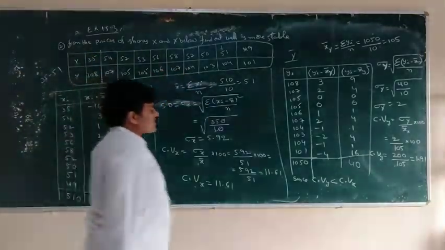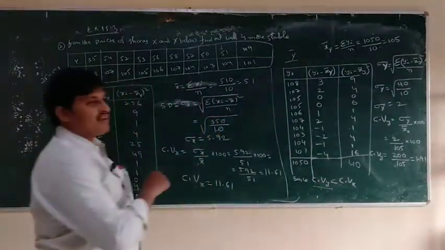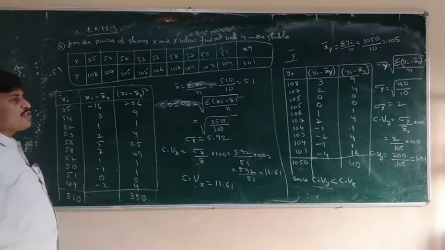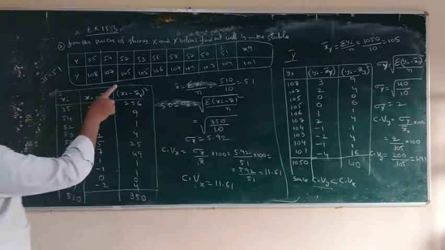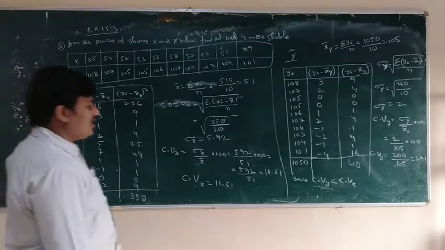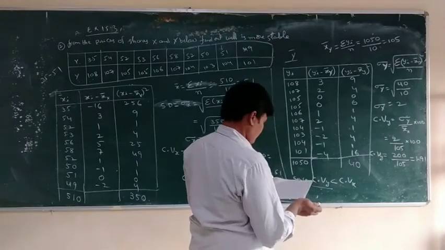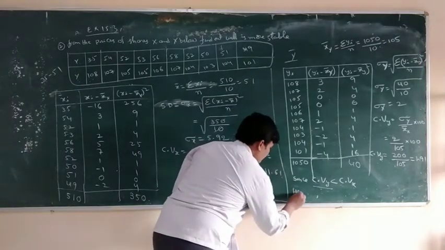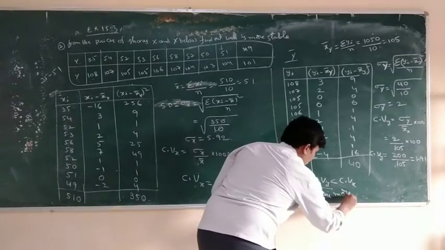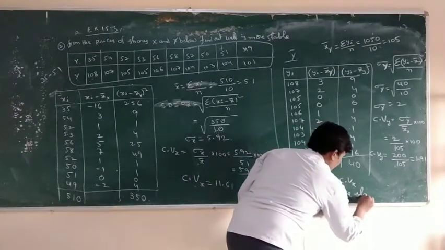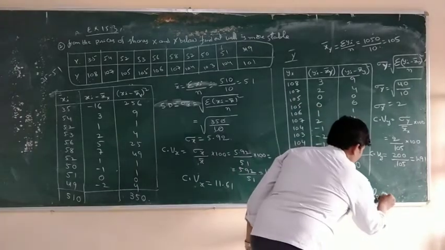So which one is the lesser value? The coefficient of variance of y is the lesser value. Lesser means more stable. So y is more stable. Hence, y is more stable in value.